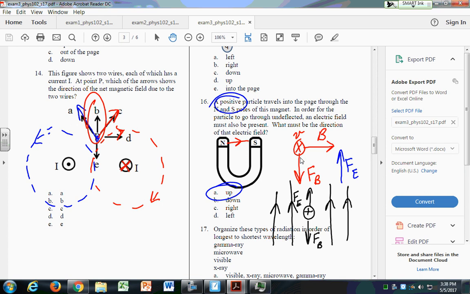If it was negative, everything would sort of shift a little bit. If it was a negative particle, first, your magnetic force would be opposite what the right-hand rule tells you. And so the magnetic force would be upwards, and then the electric force would have to be down, but the electric field is still going to be up, even if it's a negative particle. So everything switches around, but the answer works out for what you're saying. Okay?